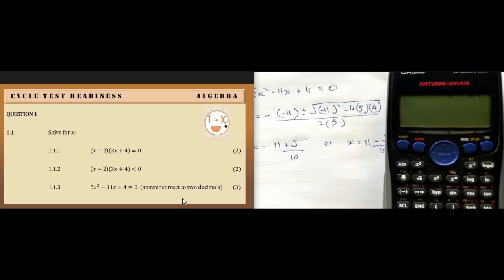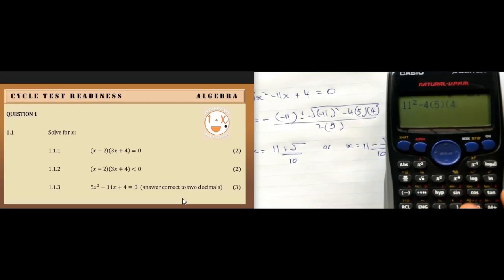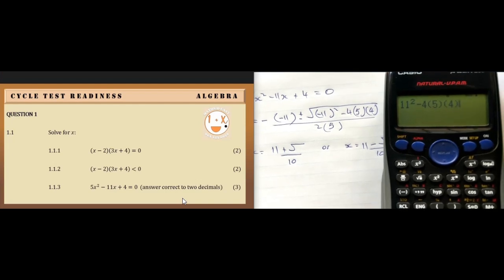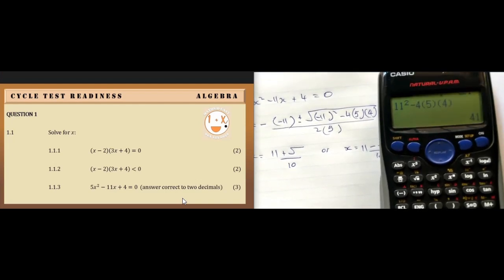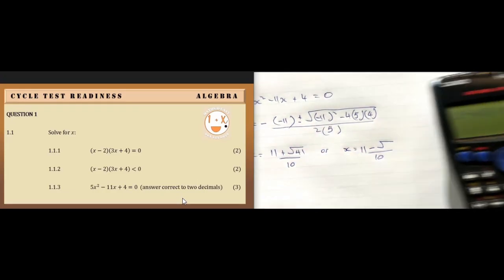So I have 11 squared, then minus 4 times 5 times 4, isn't it? You can do it in your head. The 20 times 4 is what? 80, isn't it? So minus all of that gives you 41. So here you now have a 41.